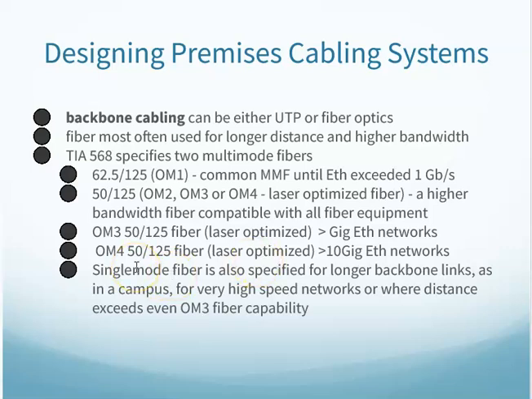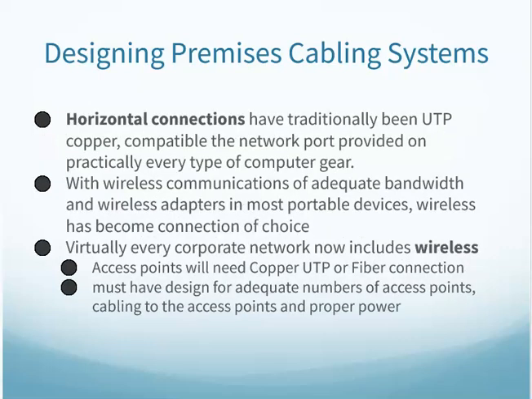Single mode is also specified for longer backbone links, like in a campus environment or connecting buildings together, but we won't typically find it inside a building, connecting closet to closet inside a building. Horizontal connections have traditionally been unshielded twisted pair. That is the balance of really good performance, rather inexpensive, easy to terminate, etc.